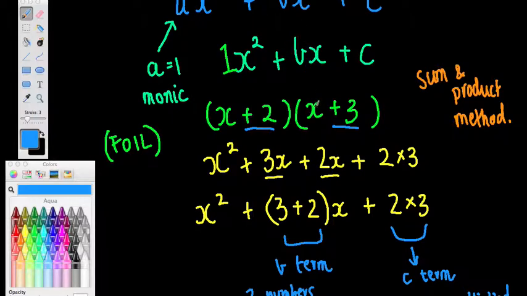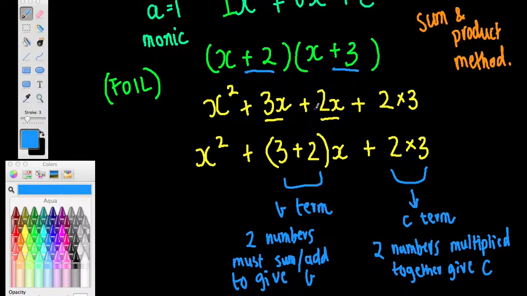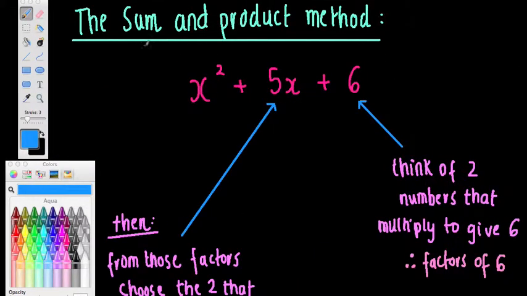I've just made that very messy, but anyway. So hopefully you can see 2 times 3 will give me the c, but adding those together instead, so 2 plus 3 or 3 plus 2, will give me the b term. This is where the sum and product method works really, really well. Let's have a look at just this example here, summarizing this sum and product method using some numbers now.